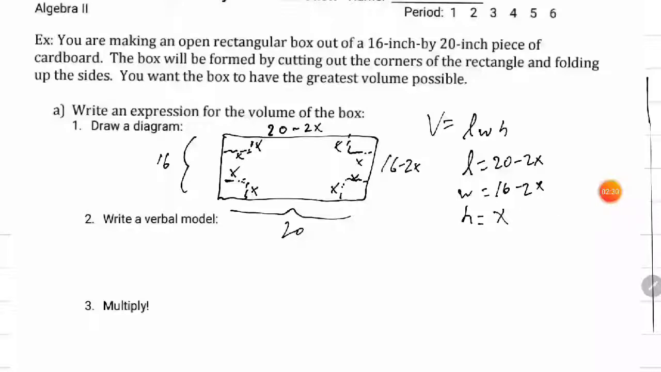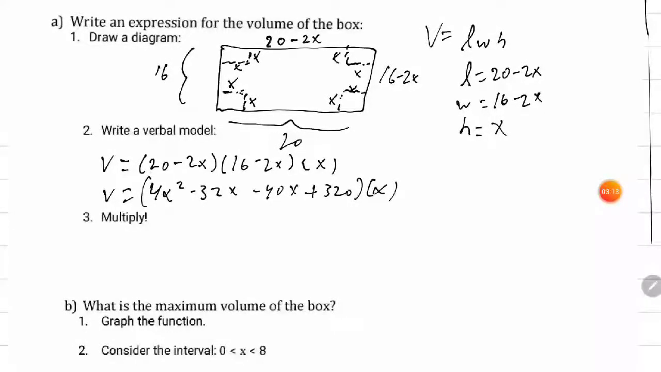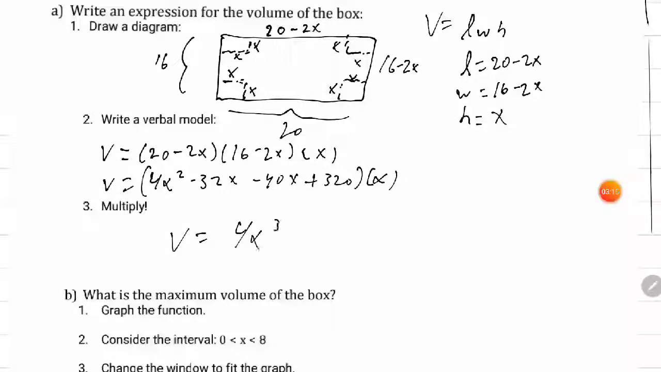So write a verbal model. So our verbal model is length times width times height. And then we're going to multiply. Woo. So volume equals 4x squared minus 32x minus 40x plus 320, times x. So our volume is 4x cubed minus 72x squared plus 320x.